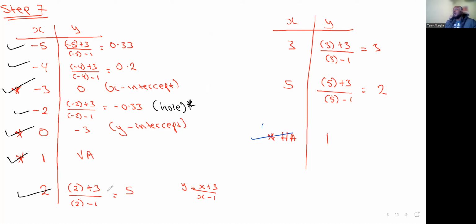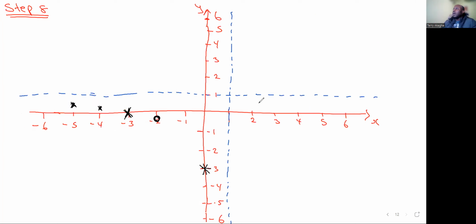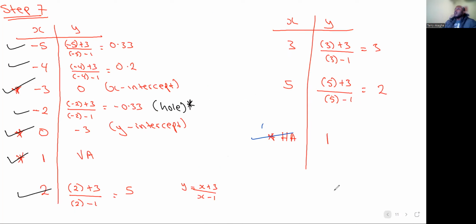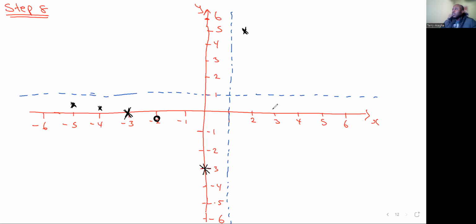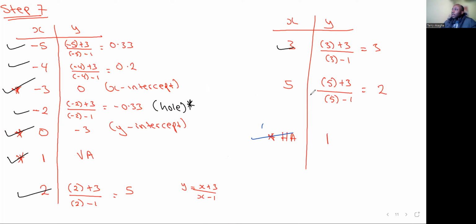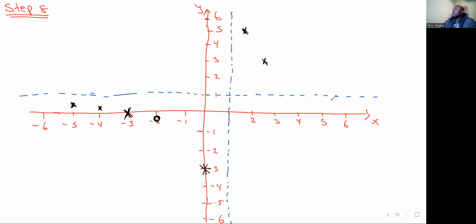Now the next one we have 2 and 5. X is 2, y is 5. All right. So let's go. X is 2, y is 5, somewhere here. The next one we're gonna have is x is 3, y is 3, somewhere here. The next one, we're going to have x is 5, y is 2. All right, so you already got the shape already.